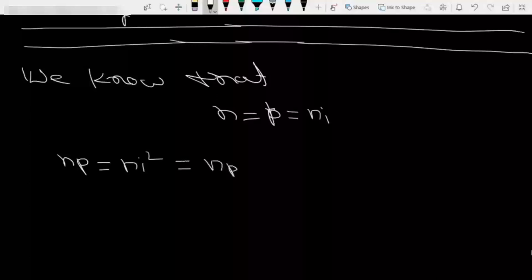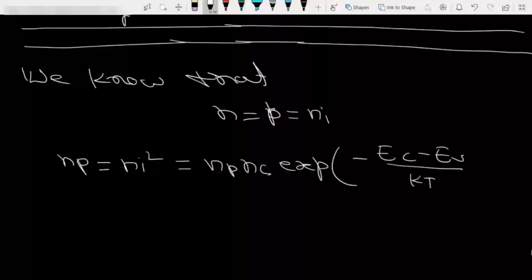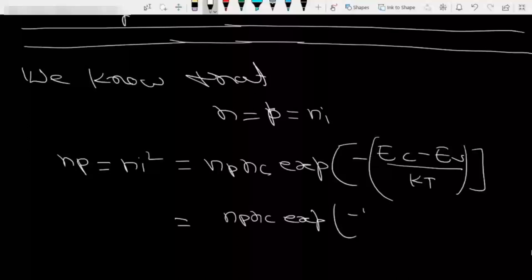which is equal to Np Nc exponential (Ec minus Ev) by kT. I am putting the value of n and p here, which is equal to Np Nc exponential minus Eg by kT. And we know what Eg is. Let's say this is the conduction band, this is the valence band, and this difference is Eg, which is Ec minus Ev.